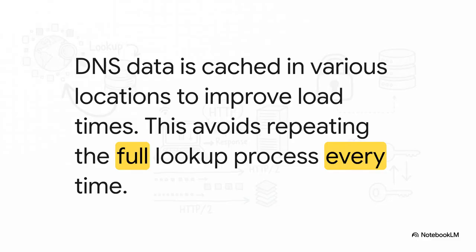So if that sounds like a lot of steps, well, it is. But here's the clever part. It doesn't have to happen every single time. And this is why your favorite websites load so much faster the second time you visit. Your browser, your computer's operating system, even those resolvers, they all keep a temporary memory, a cache, of recent lookups. So the next time you go to that site, they just say, oh, I know this one, and grab the IP address right from the cache, skipping that whole journey.